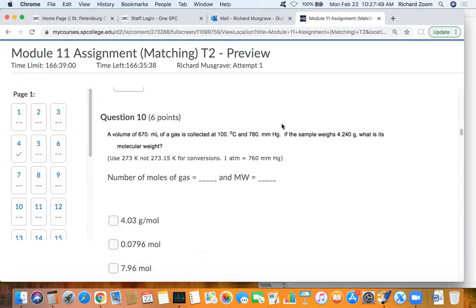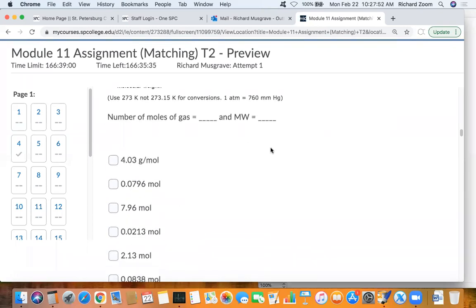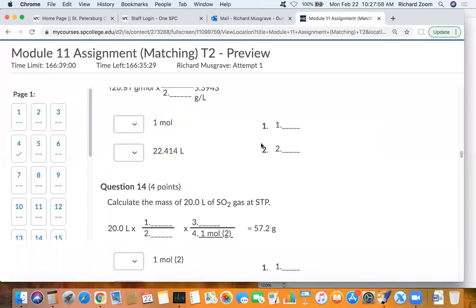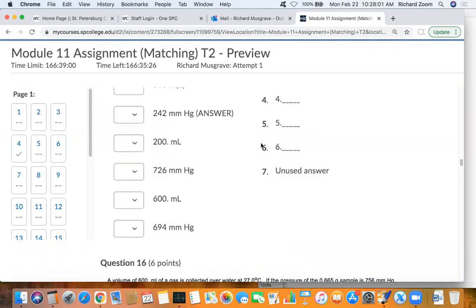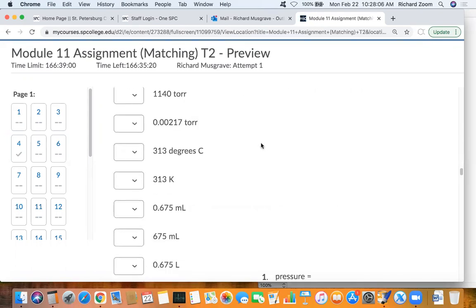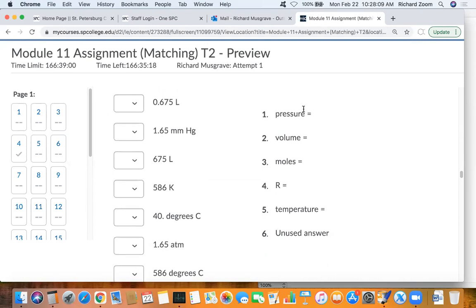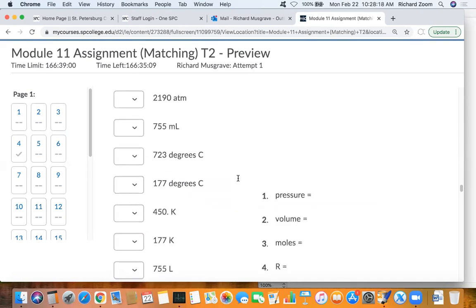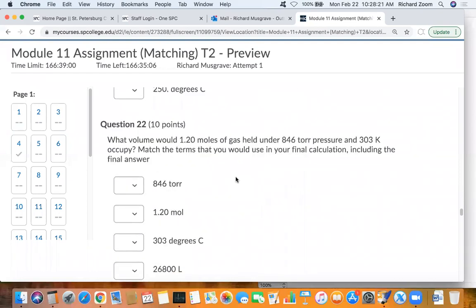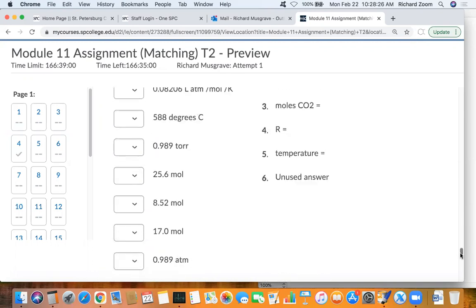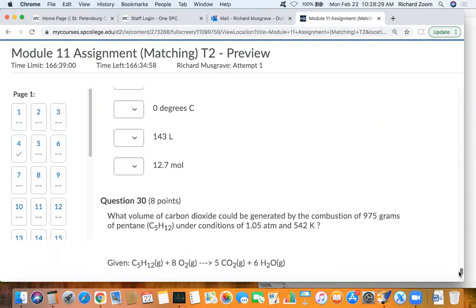There's a molecular weight problem here, like we just did with the number of moles of gas and molecular weight. A couple of those. And then some PV equals nRT problems as well, where you have to figure out what the pressure, the volume, the moles, the R, and the temperature is. Those are fun. And you see that's a fairly long assignment, this one. You don't want to be leaving this one to the last minute.